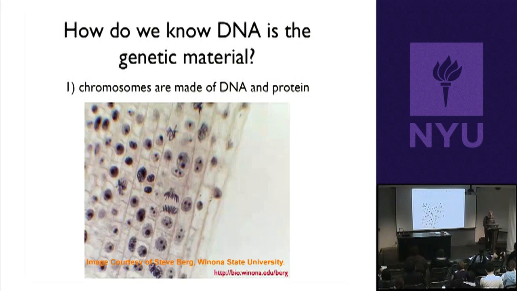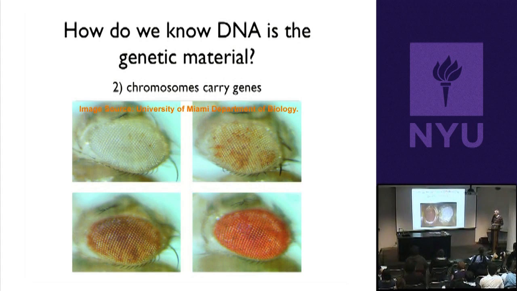Next piece of evidence. Chromosomes carry genes. Just looking at chromosomes under a microscope seems to suggest that maybe they have something to do with keeping genetic information going as cells divide, but it's not proof that they do. It wasn't until the early 1900s that it was shown that the chromosomes really do have something to do with inheritance.